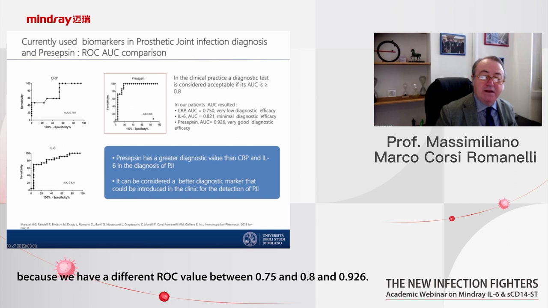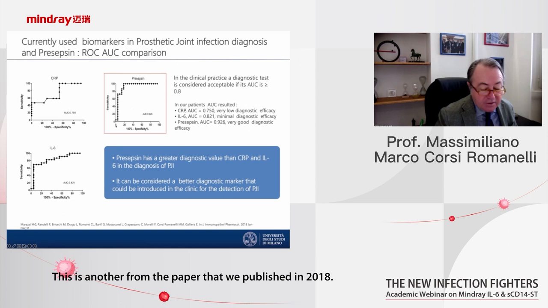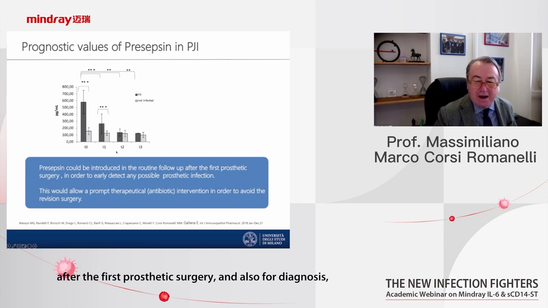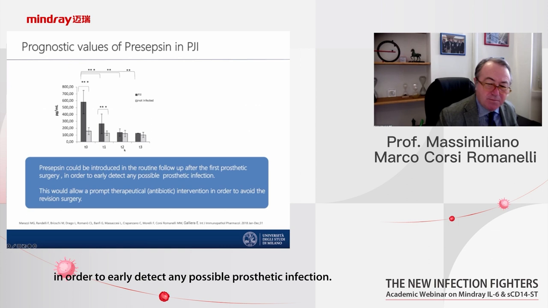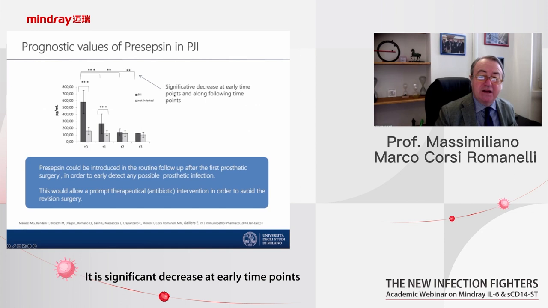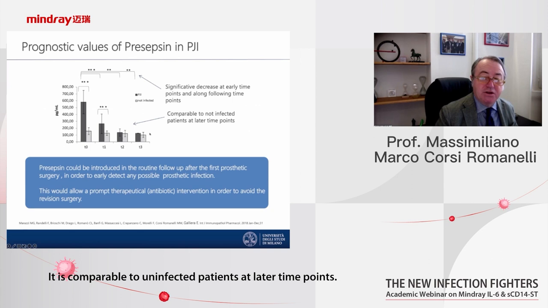This is from the paper that we published in 2018. Another thing is that in PJI we can follow the values over several time points, and presepsin could be introduced in the routine follow-up after the first prosthetic surgery, so also for prognosis, in order to early detect any possible prosthetic infection. This would allow a prompt therapeutic antibiotic intervention in order to avoid the revision surgery. There is a significant decrease at early time points and long following time points, comparable to not infected patients at a later time point. The not infected is the light gray, and the PJI is the brown gray.